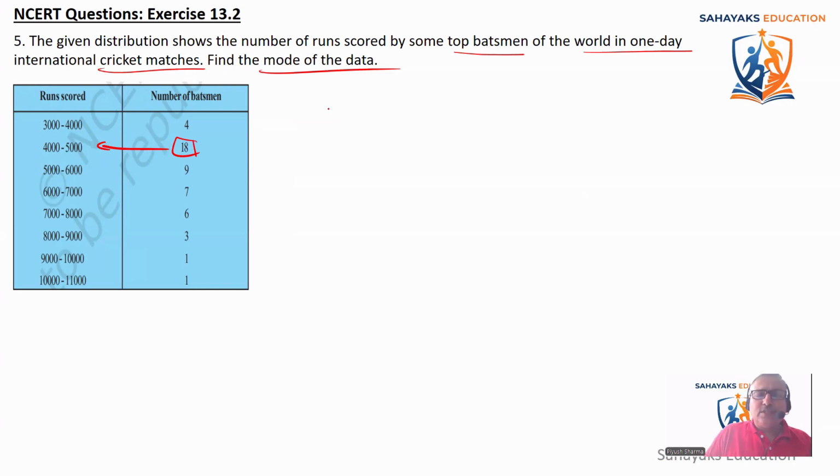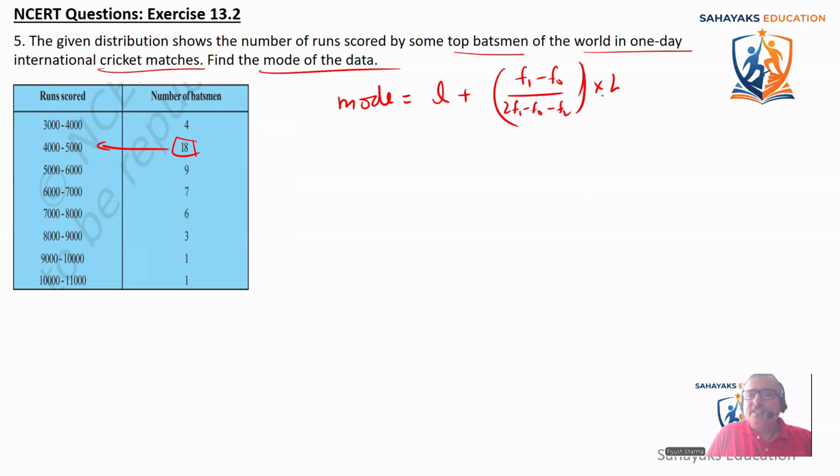If the modal class is this, we know the formula of the mode. So I'll just say mode. This question, let's do it properly. L plus (F1 minus F0) divided by (2 times F1 minus F0 minus F2), multiplied by H. Let's find the value of all. L is equal to 4000. F1 is equal to 18, the frequency of the modal class. F0 is the frequency of the previous class, that is 4. Then F2 is the frequency of the next class, which comes out to be 9.